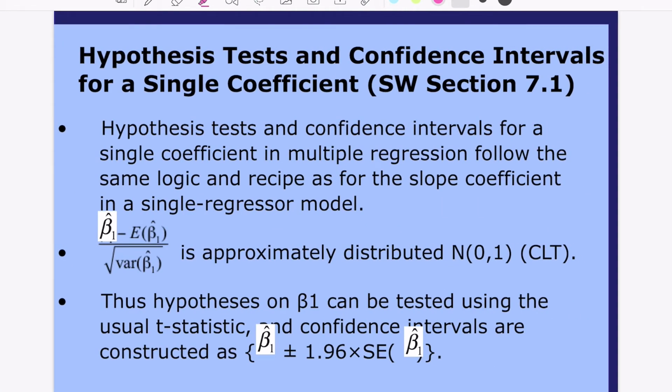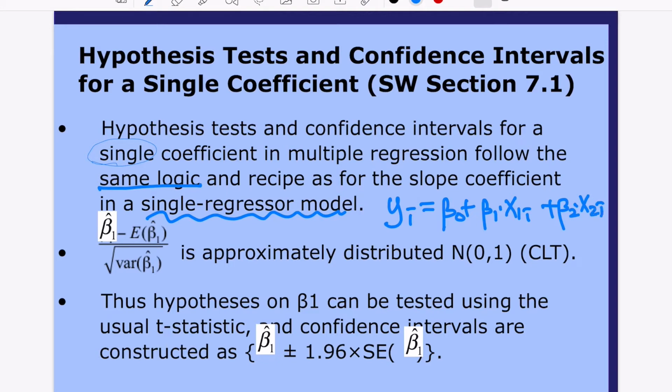Hypothesis testing and confidence intervals for a single coefficient. Hypothesis tests and confidence intervals for a single coefficient in multiple regression follow the same logic and recipe as for the slope coefficient in a single-regressor model. So if we have the model Yi equals beta 0 plus beta 1 times X1i plus beta 2 times X2i, and we get the beta 1 hat, beta 2 hat and beta 0 hat values, we can test each coefficient separately using the t statistic, which is approximately distributed normal 0, 1.